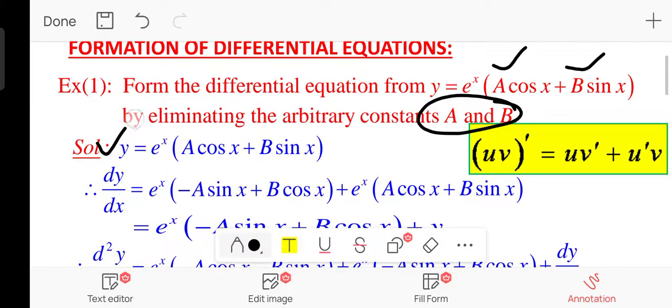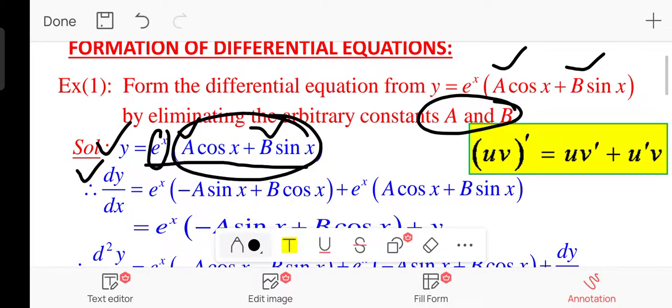So first we are taking the given solution, y equal to e power x of a cos x plus b sin x. Here a and b are the arbitrary constants, so we have to differentiate two times. Now we are doing the differentiation on both sides with respect to x. dy by dx is equal to e power x into a cos x plus b sin x. So e power x is a function in terms of x, and a cos x plus b sin x is also a function in terms of x.